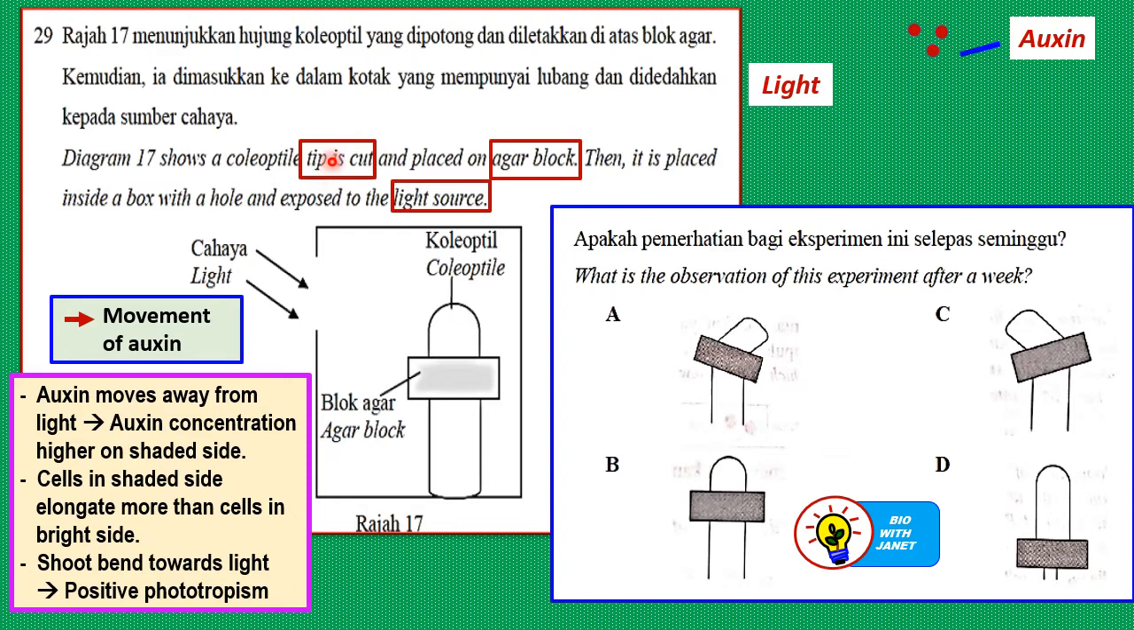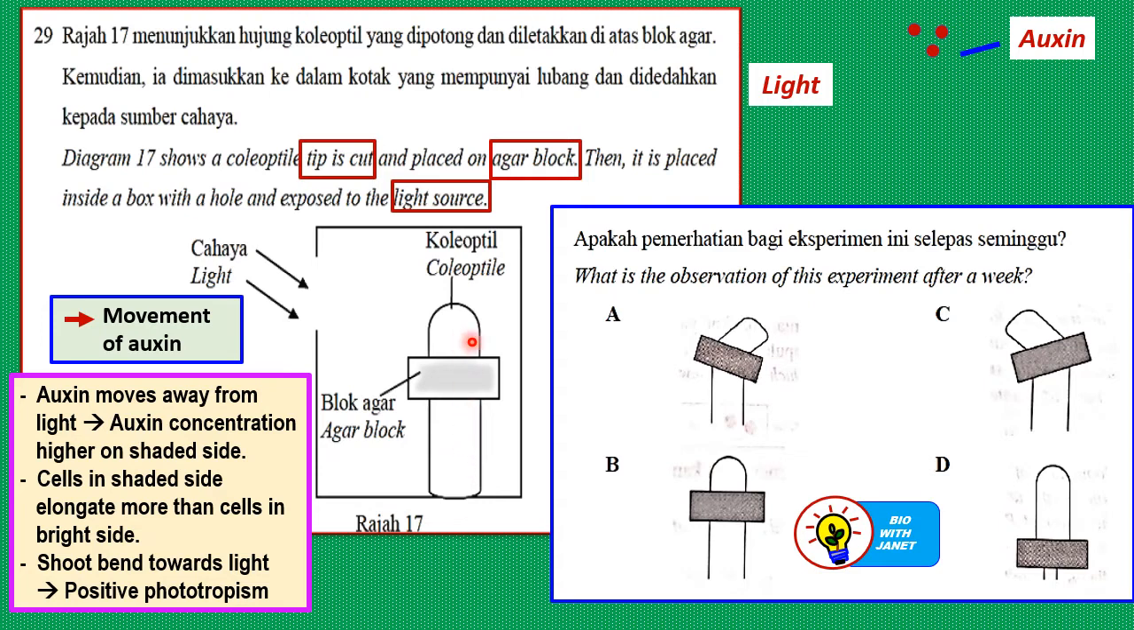So the coleoptile tip is cut first of all. This part is cut and then placed on an agar block and then put back onto the coleoptile. So coleoptile is just a shoot tip, right? And at the very upper part here, this is the zone of cell division, all right, which produces the hormone auxin. Okay, now can the auxin diffuse through an agar block? Yes, it can diffuse through the agar block, which is porous, and it can move down into the zone of cell elongation here, where the auxin will stimulate the elongation of cells, right?